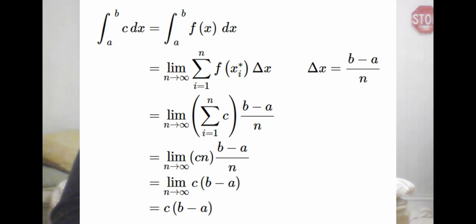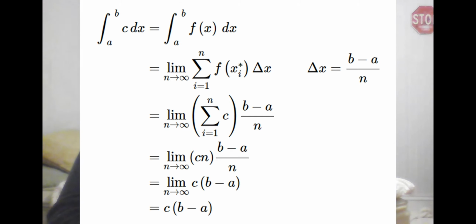And our final answer is that the integral is c times b minus a because at this point none of the variables are affected by n. We can next prove a property of integrals so important it is called the fundamental theorem of calculus because it relates integrals and derivatives specifically.